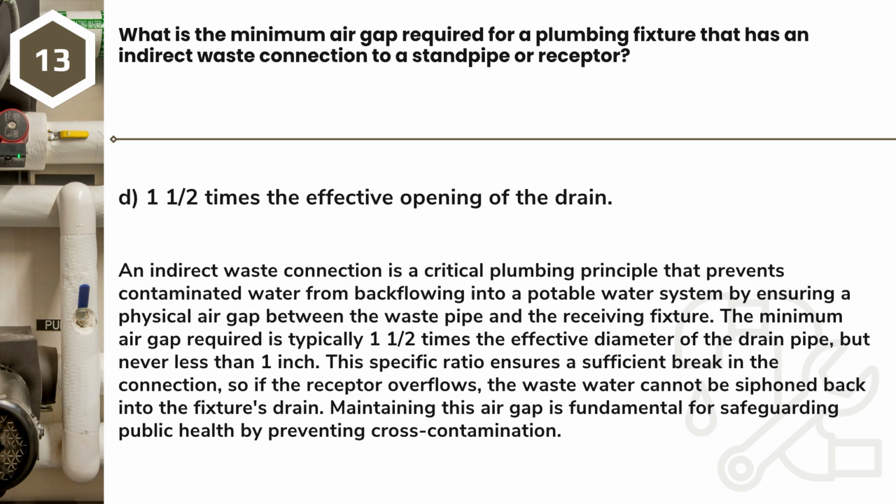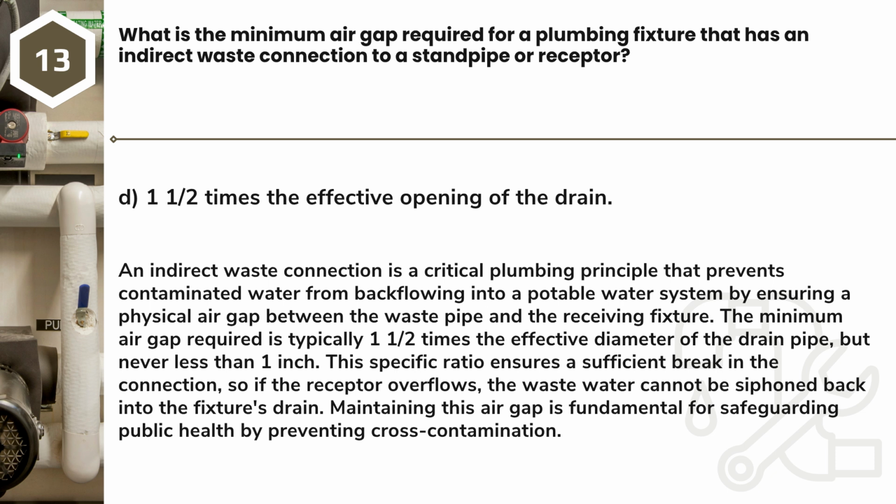Answer: D. 1.5 times the effective opening of the drain. An indirect waste connection is a critical plumbing principle that prevents contaminated water from backflowing into a potable water system by ensuring a physical air gap between the waste pipe and the receiving fixture.